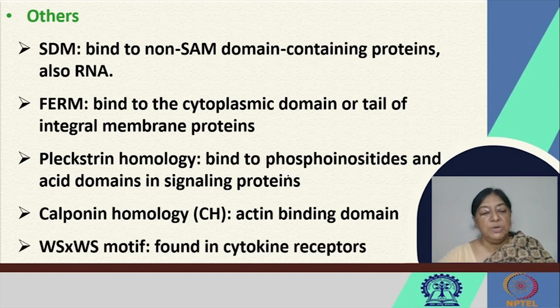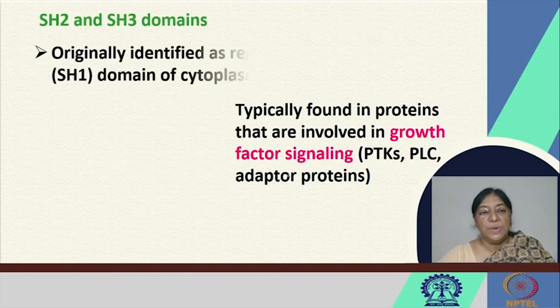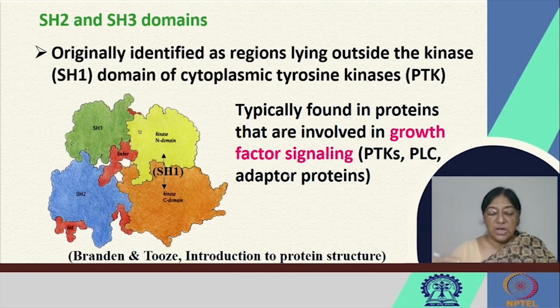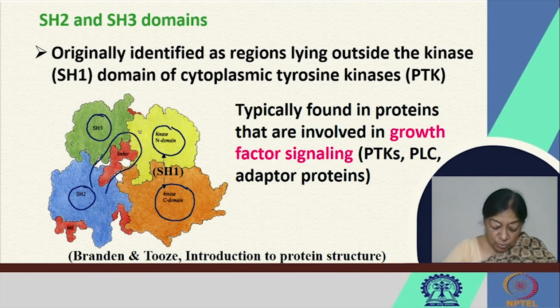Then we have another, the WSXWS motif found in cytokine receptors. So when we look at the SH2 and SH3 domains, they were originally identified as regions lying outside the kinase domain of the cytoplasmic tyrosine kinase. So if we look at the overall structure that is typically found in proteins that are involved in growth factor signaling, we have the SH2 and SH3 domains here, and here is the kinase N domain and the kinase C domain. These are connected through a linker.